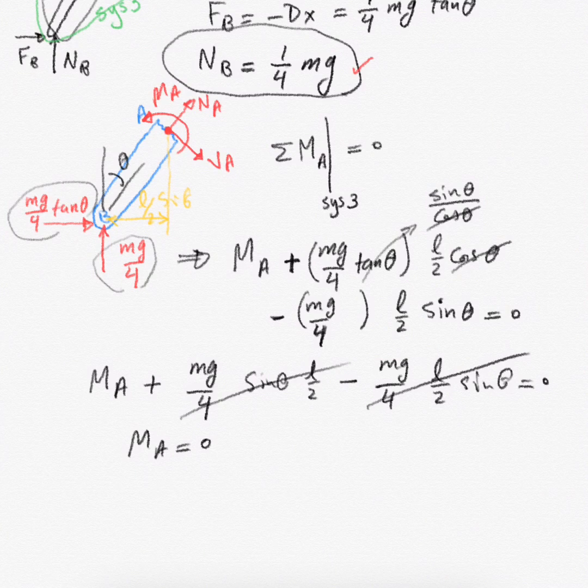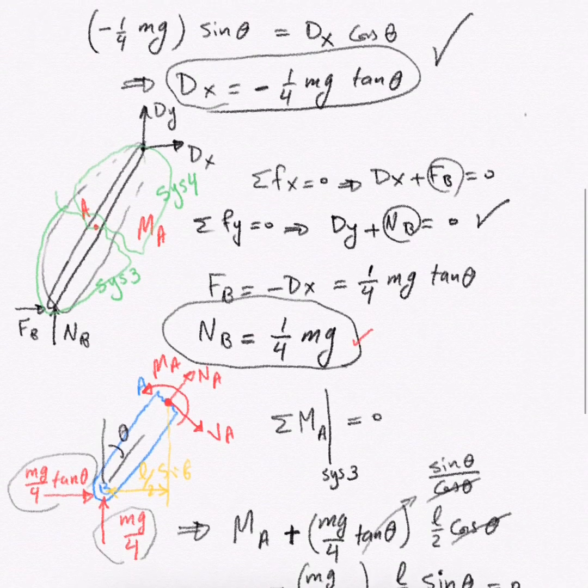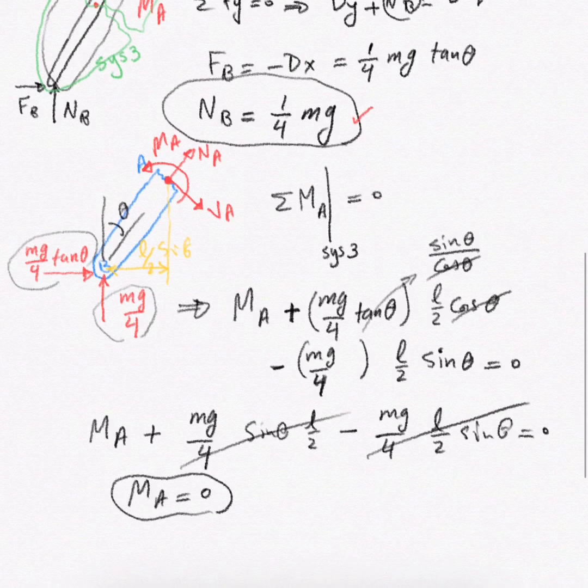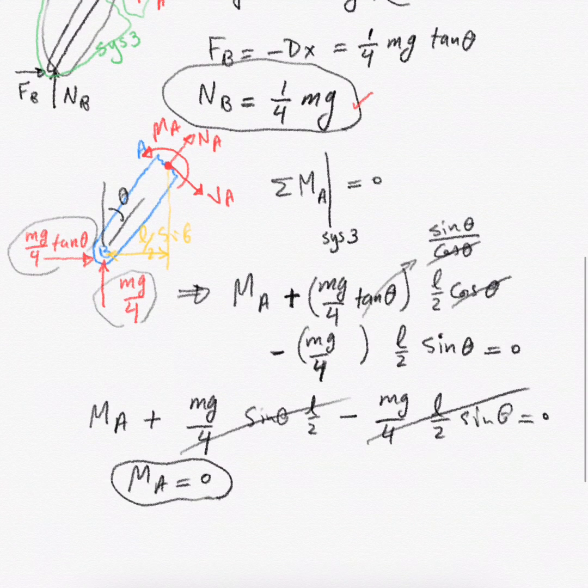So when you actually cancel out the cosine at the bottom of this tangent, both terms become sine, because one of them is positive, mg over 4 sine theta times L over 2, right? And one of them is negative, negative mg over 4 L over 2 sine theta. Then they identically cancel out. So the moment at point A becomes 0. The internal moment at point A becomes 0. So this is the answer to the question. The internal moment at point A is 0.